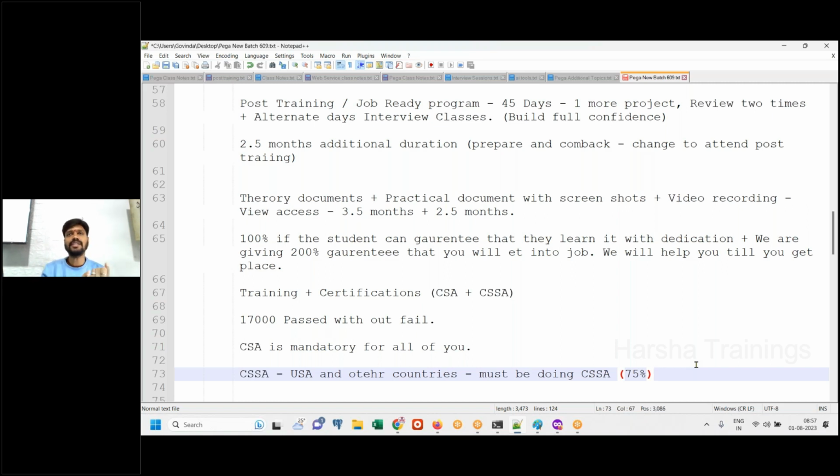Here you have freshers. Freshers, forget about CSSA. All of you should do CSA only. Who is a fresher? I am a 2018 pass out. Am I a fresher? No, you're not a fresher. Fresher generally means what? 2020, 21, 22, now 23 is coming. Worst case 20, that is also not sure.